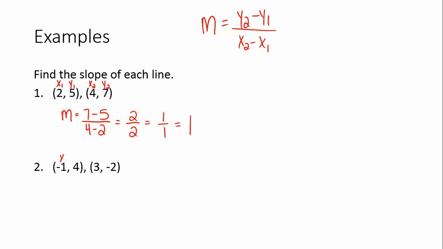Example 2, x1, y1, x2, y2. You don't have to label your ordered pairs, but sometimes it helps when you're plugging in the formula. So we have negative 2 minus 4, that's y2 minus y1, over 3, be careful here, minus a negative 1. The formula is a subtraction sign, so when you subtract a negative, you have to take that into account. And that's actually going to end up being addition. Negative 2 minus 4, that's negative 6. 3 plus 1 is 4. And we want to leave it as an improper fraction, but we do want to reduce it, so negative 3 over 2.